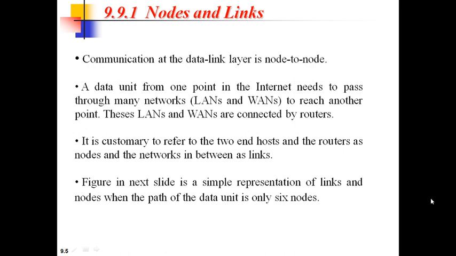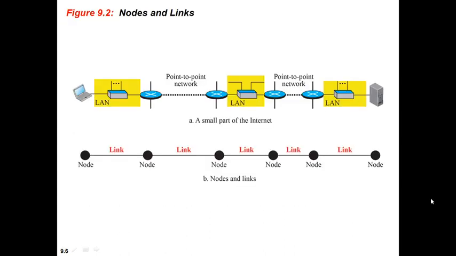The figure in the next slide is a simple representation of links and nodes when the path of the data unit is only 6 nodes. This is the figure. We can see here the first node as a source host and the last node as the destination host. The other 4 nodes are routers. The first, third and fifth links represent the LANs. The second and fourth links represent 2 WANs.